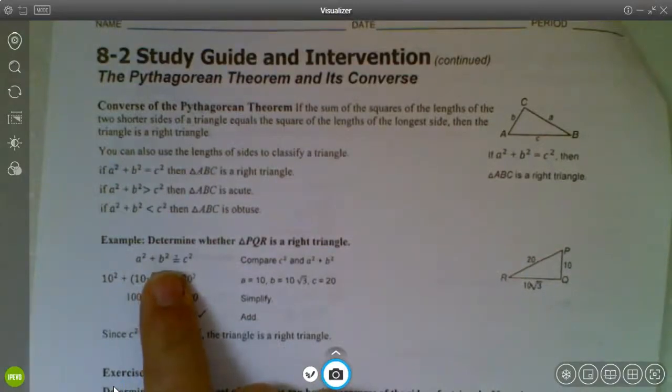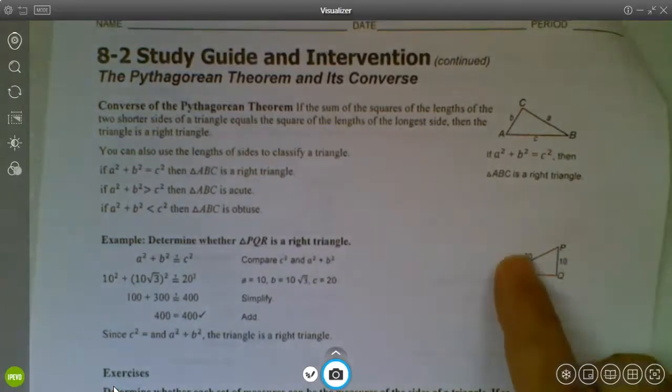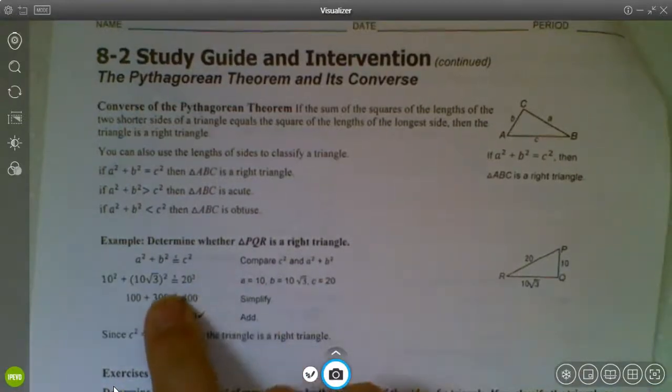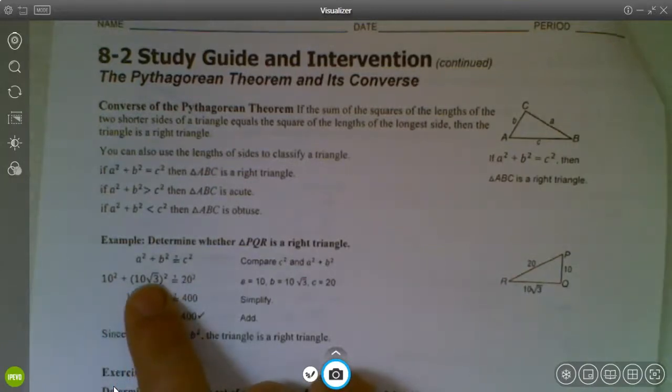So if you were to put these numbers into Pythagorean theorem, right? So take a look at this. So these are the two smaller ones, so those would have to represent A and B. 20 is the biggest number, so he's got to be C. So if we put those into the Pythagorean theorem like this, right? Well, we know 10 squared is 100. If I square 10 root 3, I get 300.